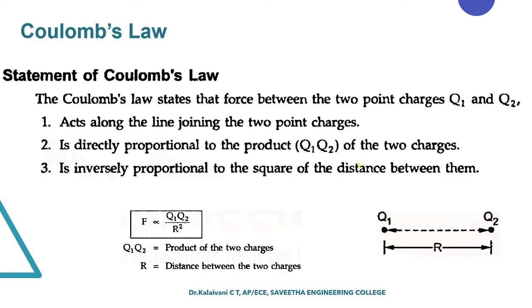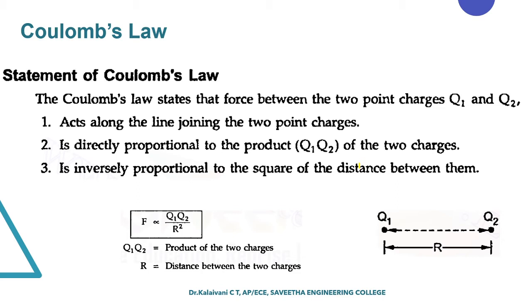And this is Coulomb's law, which you have studied in your 12th. The same thing we are repeating here, but what you studied in your 12th was without vector. Now we are going to study with vector. Statement of Coulomb's law: the force between two point charges Q1 and Q2 acts along the line joining the two point charges, is directly proportional to the product of Q1 and Q2, and is inversely proportional to the square of the distance between them.